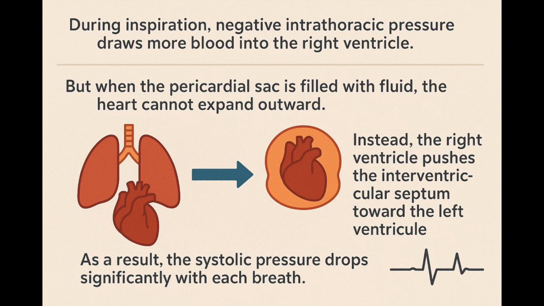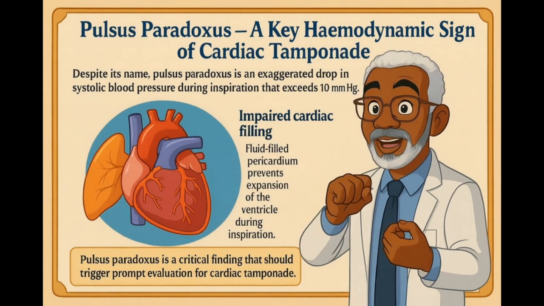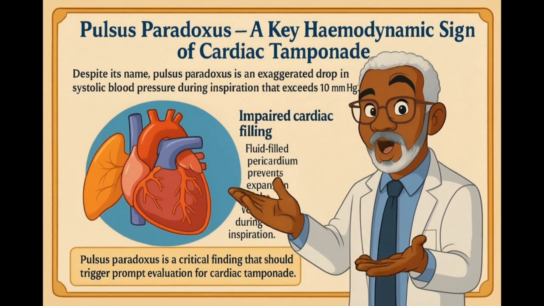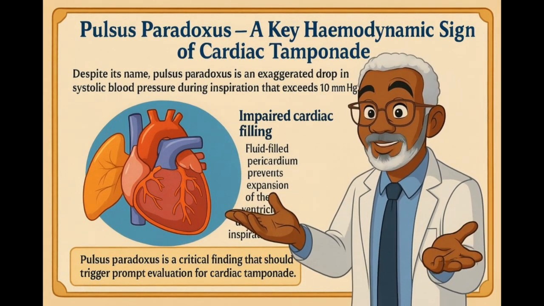During inspiration, negative intrathoracic pressure draws more blood into the right ventricle. But when the pericardial sac is filled with fluid, the heart cannot expand outward. Instead, the right ventricle pushes the interventricular septum toward the left ventricle, reducing left ventricular filling. As a result, the systolic pressure drops significantly with each breath. At the bedside, this can be detected using a manual blood pressure cuff.